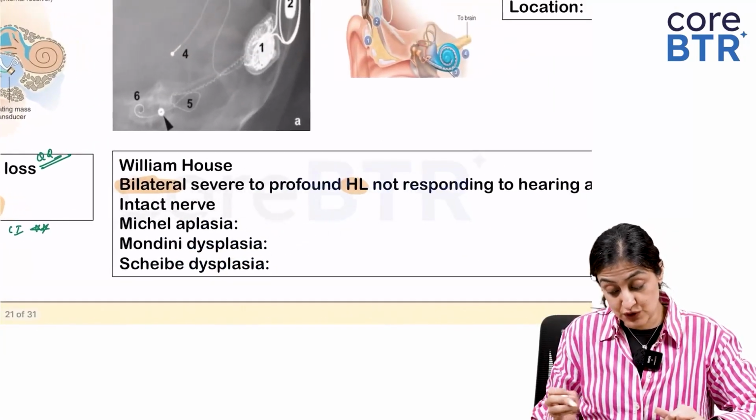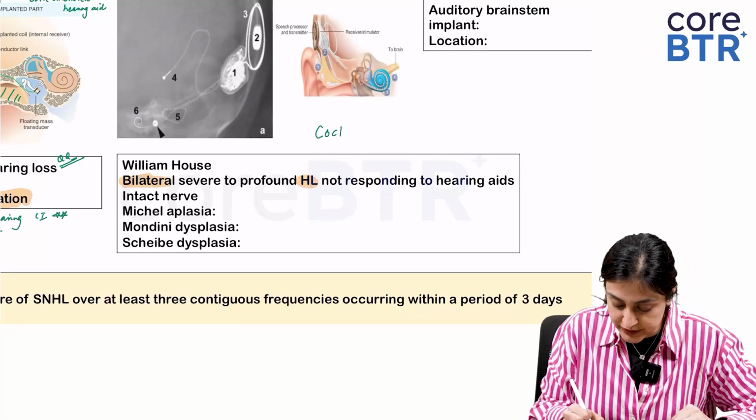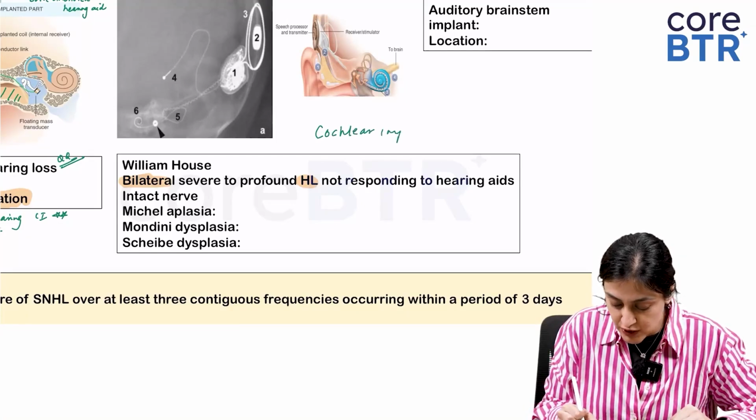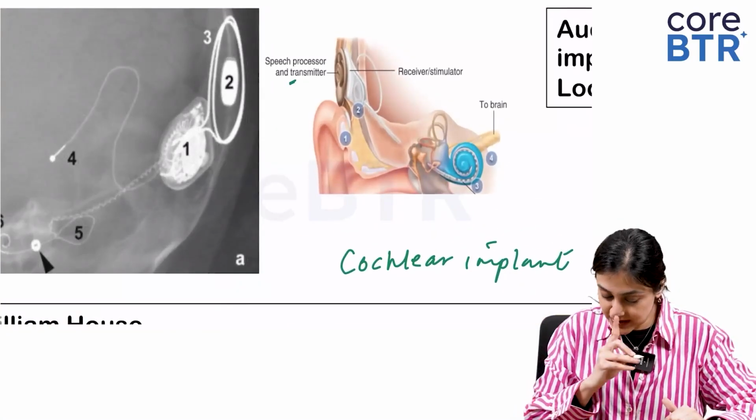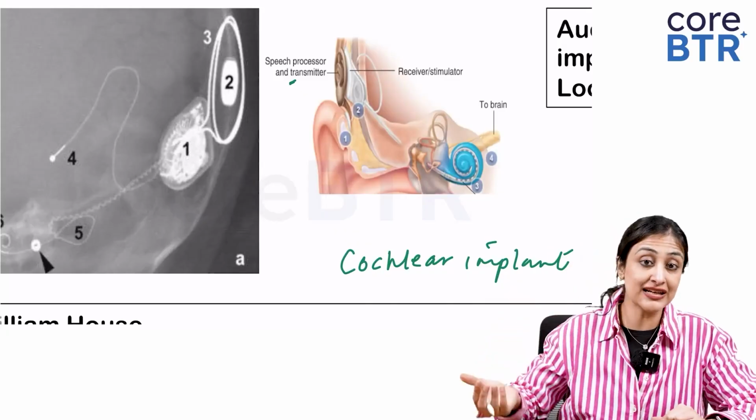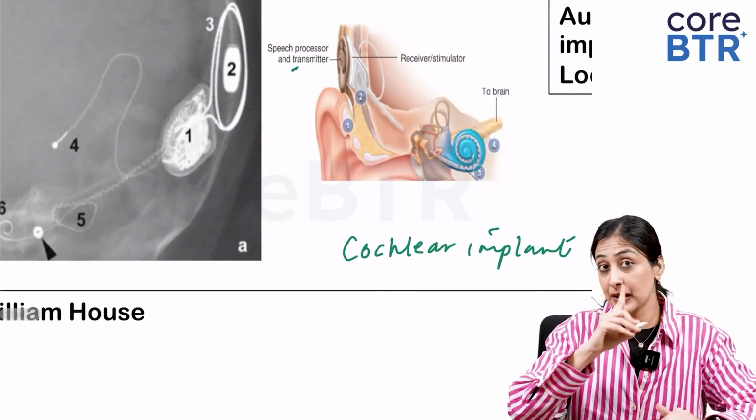In that case, if it's not responding to the hearing aids, obviously, now we go to cochlear implant. Very, very important. So look at this cochlear implant. You can see this is the speech processor and transmitter, which is like any other hearing aid attached outside, and we have an implant. So where does the implant go?